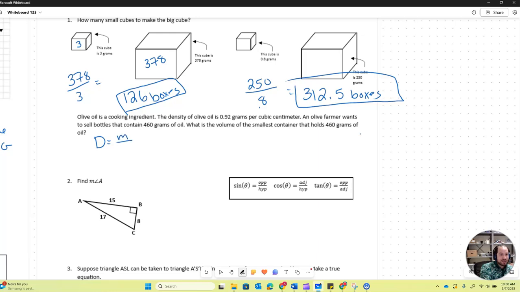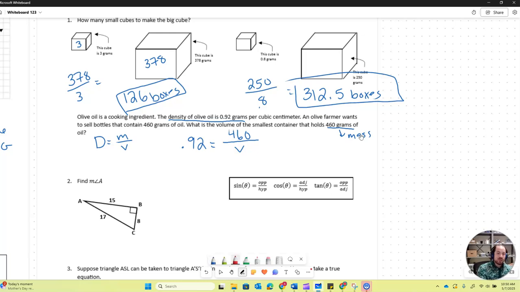So from our studies, we know that density equals mass divided by volume. So we're told the density is 0.92, so I'm going to substitute that in. We're asked to find volume. I don't know what that is, so I'm leaving that as V. And we are told that the mass is 460 grams. Grams is mass. So I need to solve this.